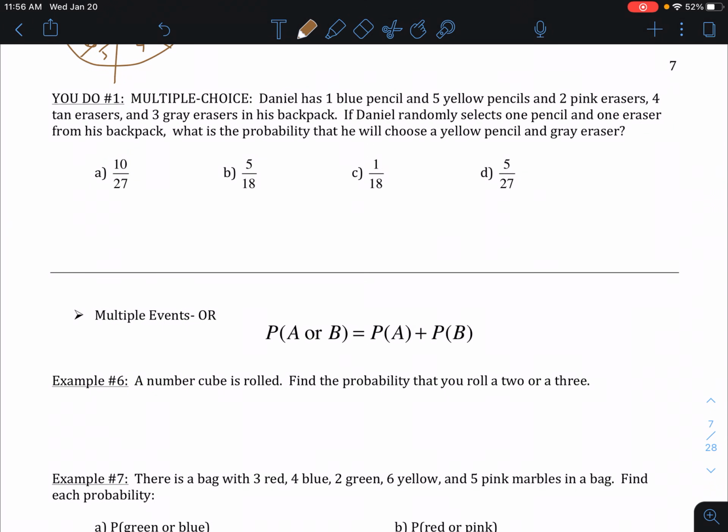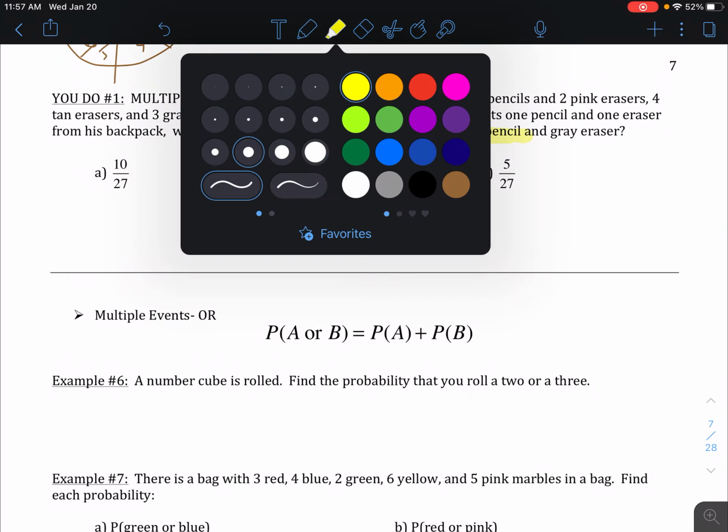Okay, pause this and try this one on your own. So this is a multiple choice problem. Daniel has 1 blue pencil and 5 yellow pencils, and 2 pink erasers, 4 tan erasers, 3 gray erasers in his backpack. If Daniel randomly selects 1 pencil and 1 eraser from his backpack, what is the probability that he will choose a yellow pencil and a gray eraser?